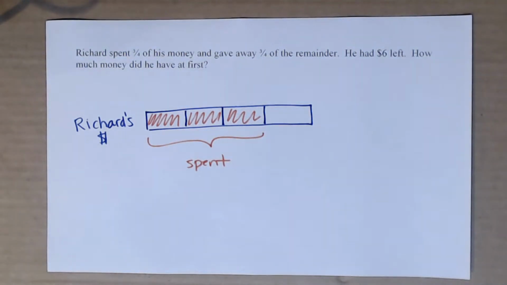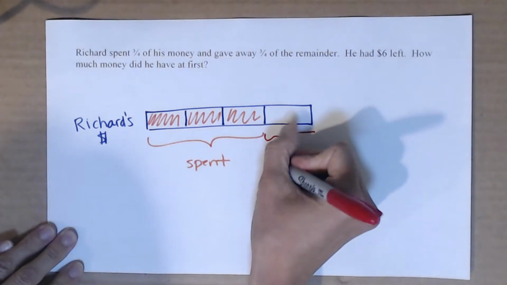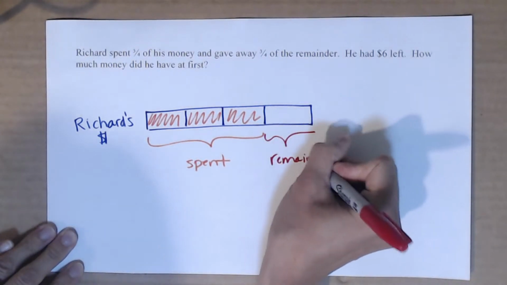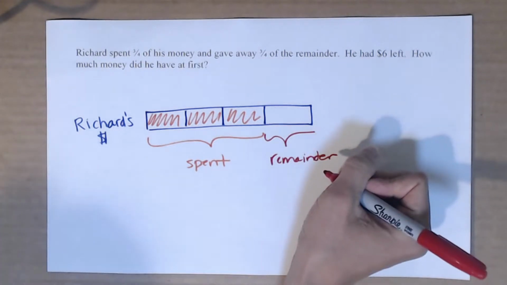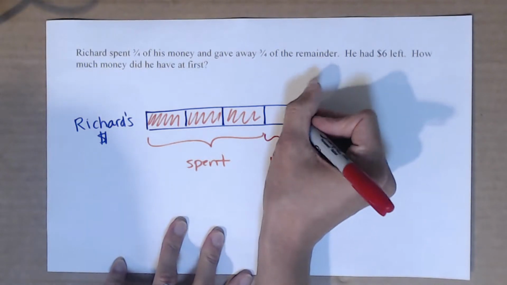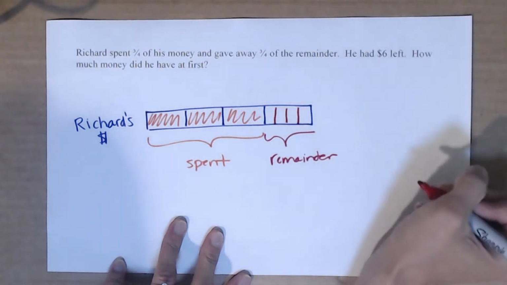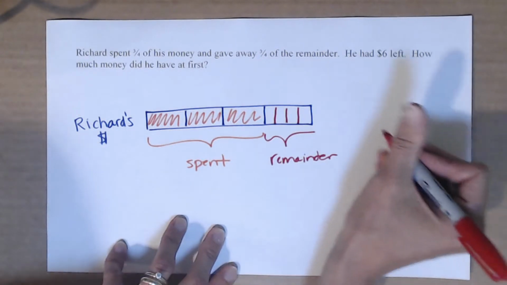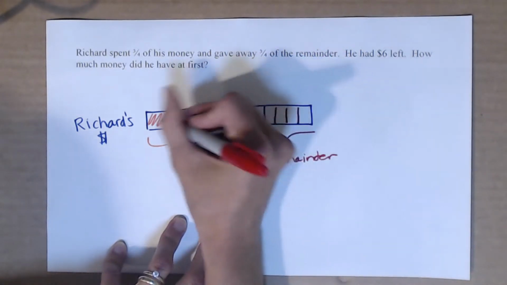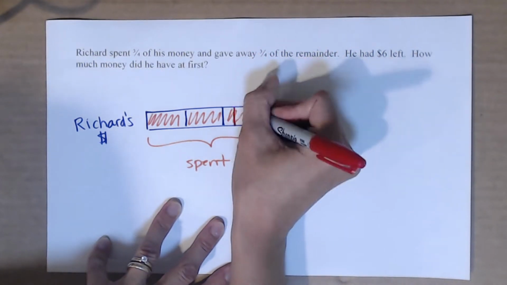Then it says he gave away 3/4 of the remainder and had $6 left. So this is the remainder, and he gave away 3/4 of it. So we need to split that into fourths. And if we split that part into fourths, we need to split our other 3 part into fourths as well, so that we have all equal parts.